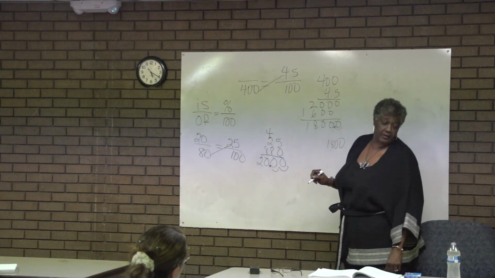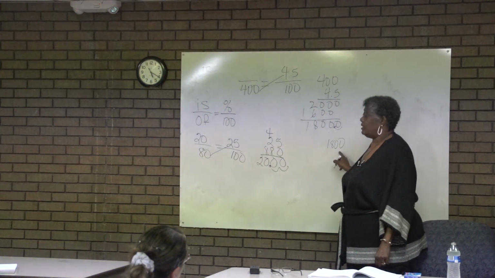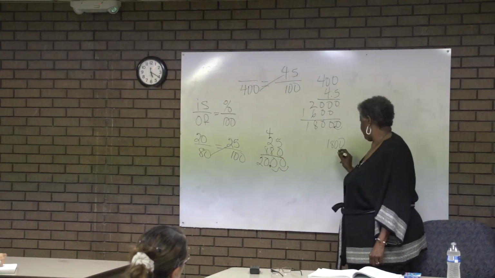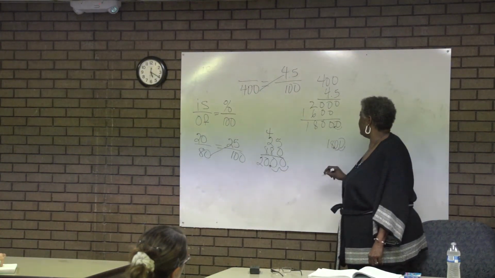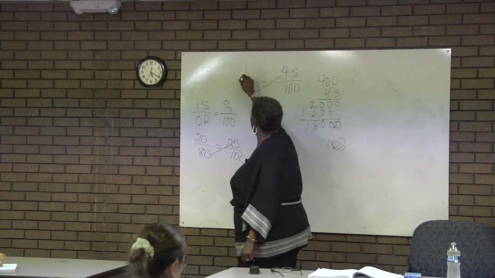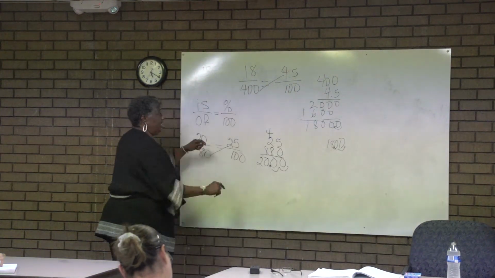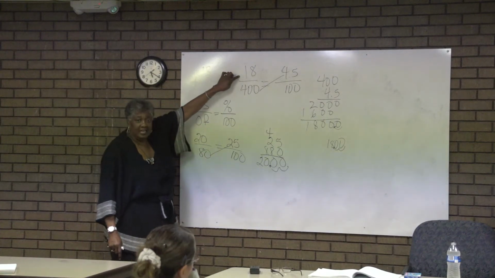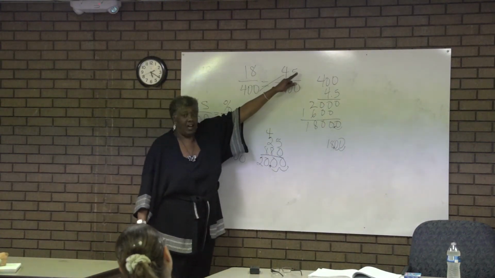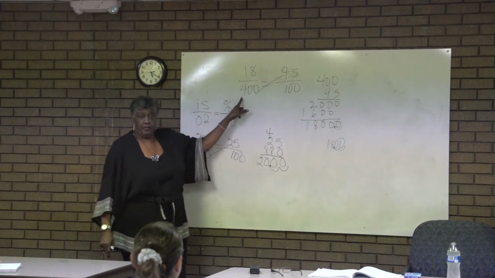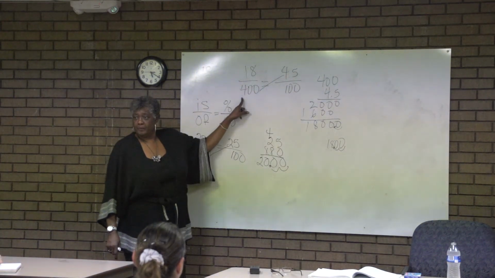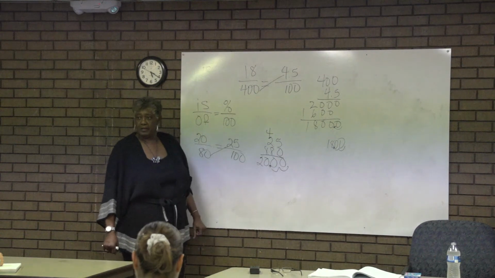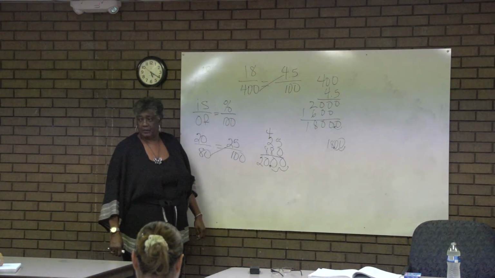Now, what do I have to do? Divide it by 100. And how am I going to do that? Move the decimal back 2 places. 18. So this says that 18 is, you see, that's the is. 18 is 4.5% of 400. That's what these numbers tell us.